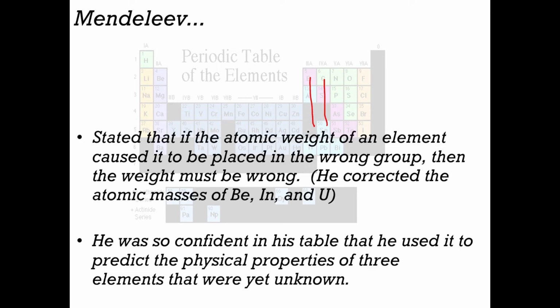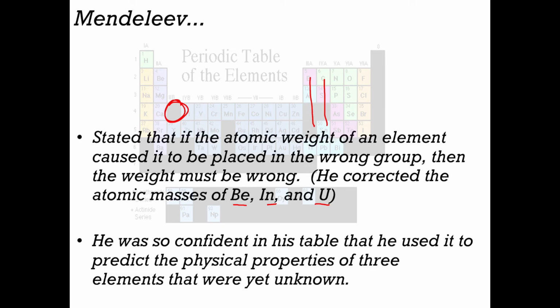And he was right. He went through and corrected the atomic masses of beryllium, indium, and uranium, which is super cool. And he was so confident in his table that he used it to predict physical properties of 3 elements that were yet unknown. So he's like, hey, this element here, I know approximately what mass it's going to have because it's going to have a mass between calcium and titanium.